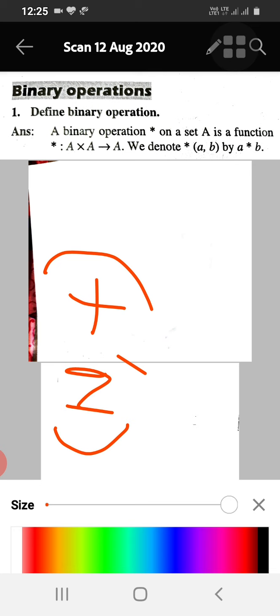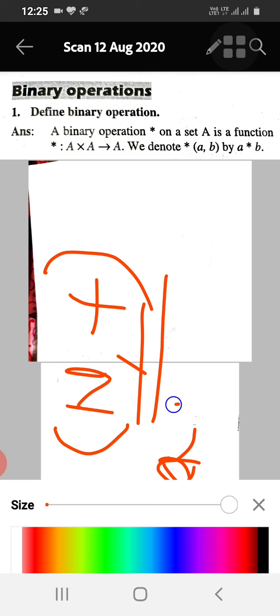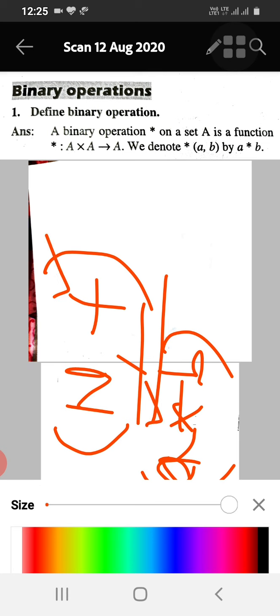Therefore N comma plus, this natural number set on addition, is closed. That means addition is binary on the set of natural numbers. Addition of any two natural numbers gives once again a natural number. So we denote it as a star b. In this case, star is addition.